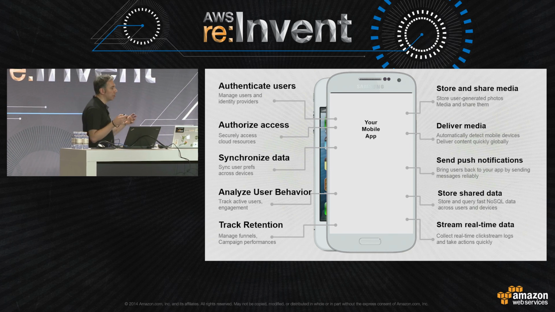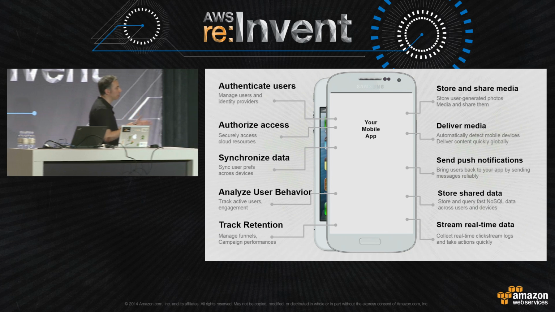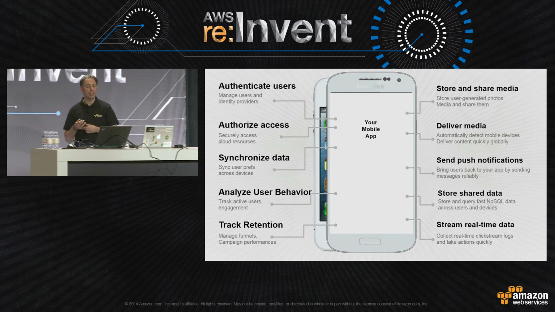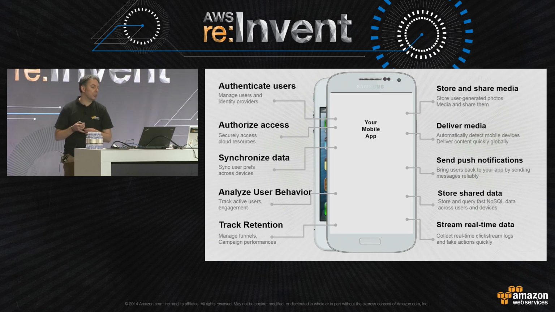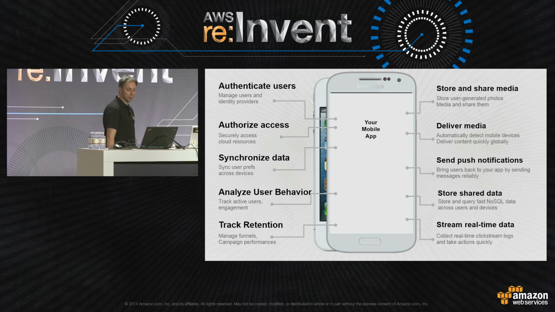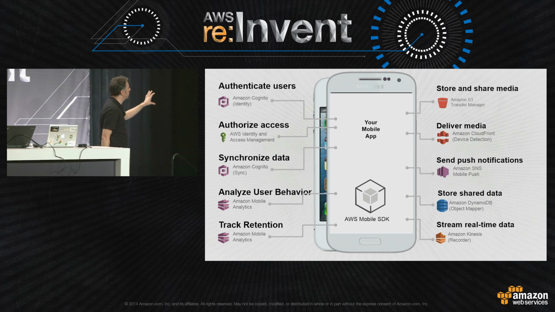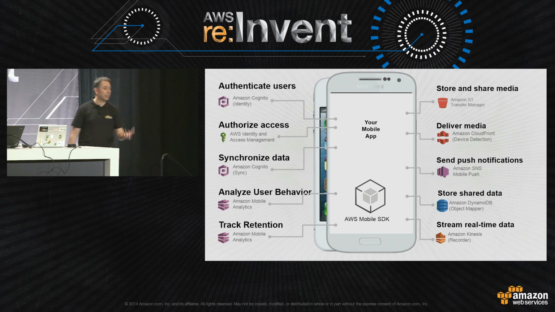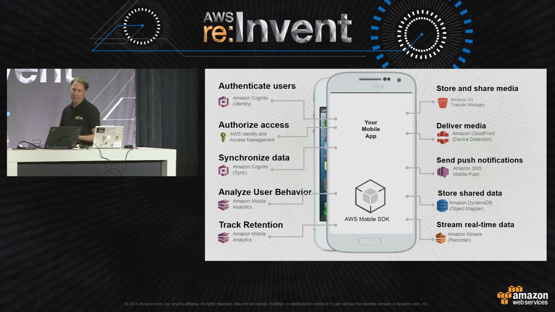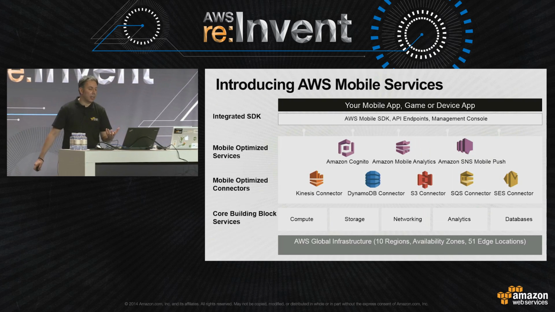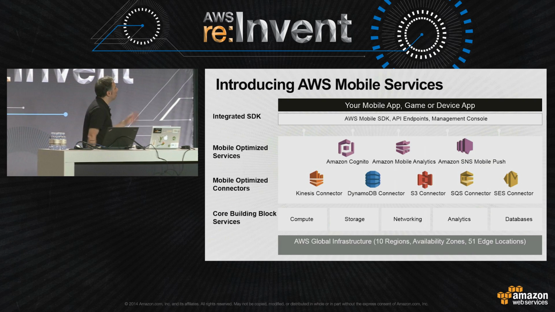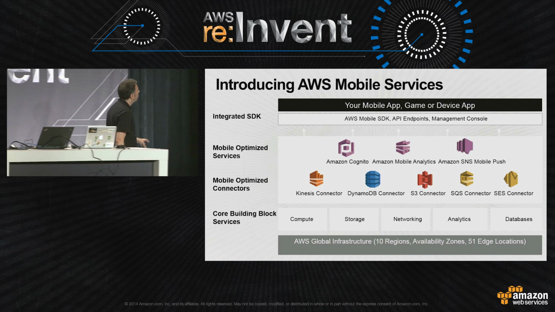And you want to share data in a structured way, so using a NoSQL database, for example, directly from the device. And you want to stream real-time data from your device. We will see that we have services or connectors to our services that allow us to do that very easily directly from the device. And to do that, you use our mobile SDK and our mobile services framework. So how does it work?